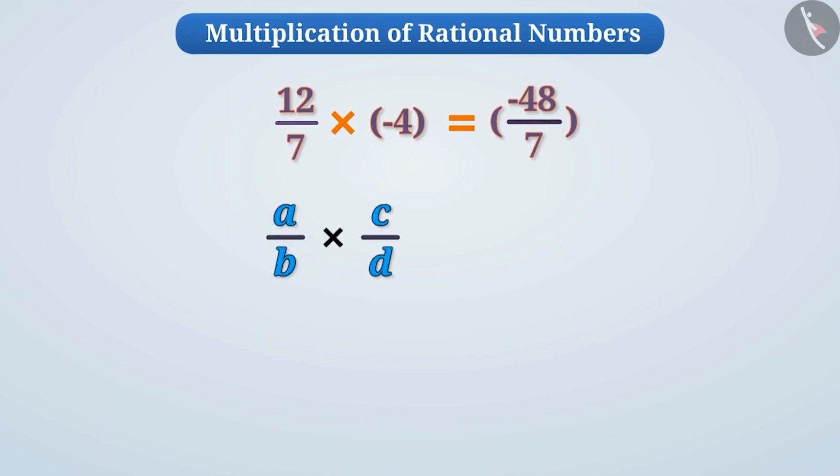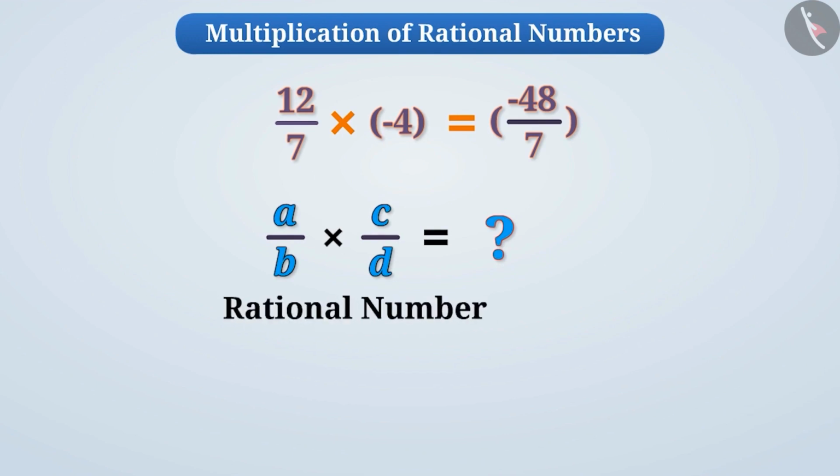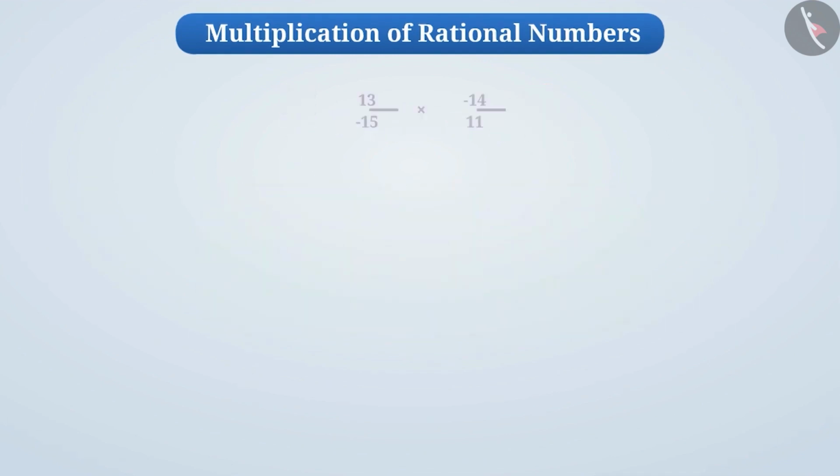Now imagine how we would do this if we had to multiply two rational numbers. Think for a while. Let me tell you, we do this just like multiplying fractions. That is, if we want to multiply two rational numbers, we multiply the numerators and then the denominators and then express the result as the product of the numerators divided by the product of the denominators. Let us understand this with an example.